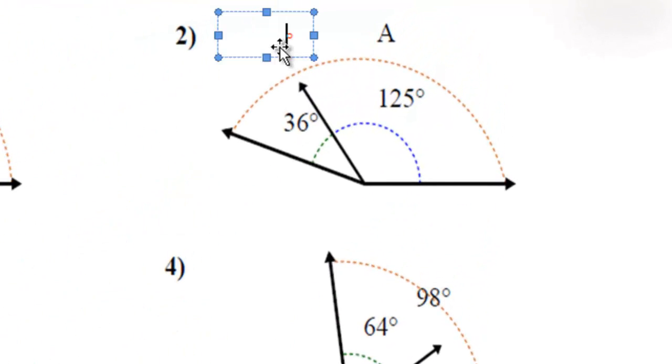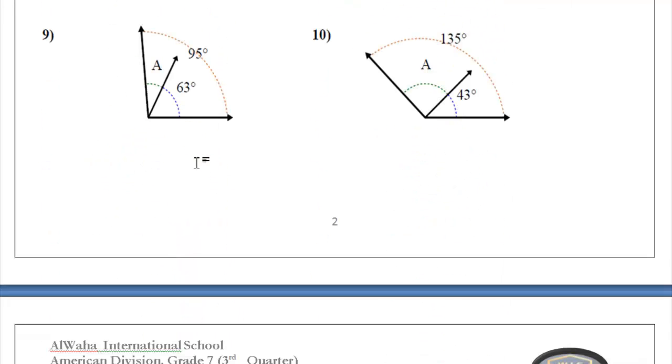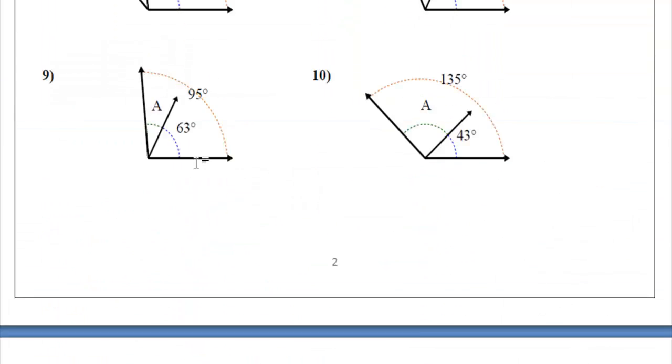What is the second one? We have the full one is 125. I will remove from it 36. So 125 minus 36 will equal 89. So now you understand the concept, you can complete the question.